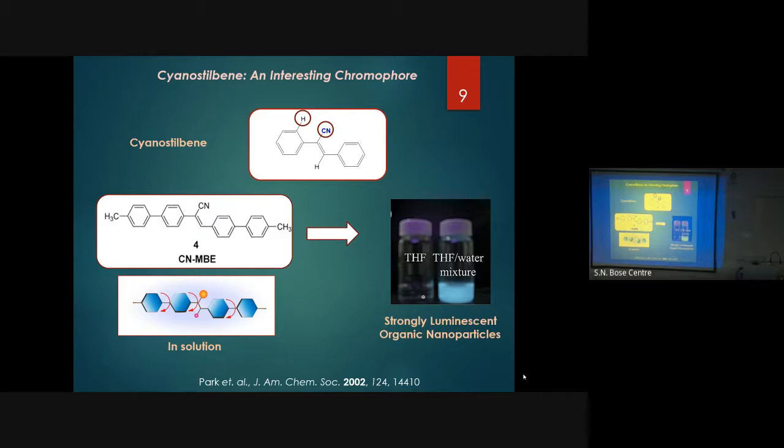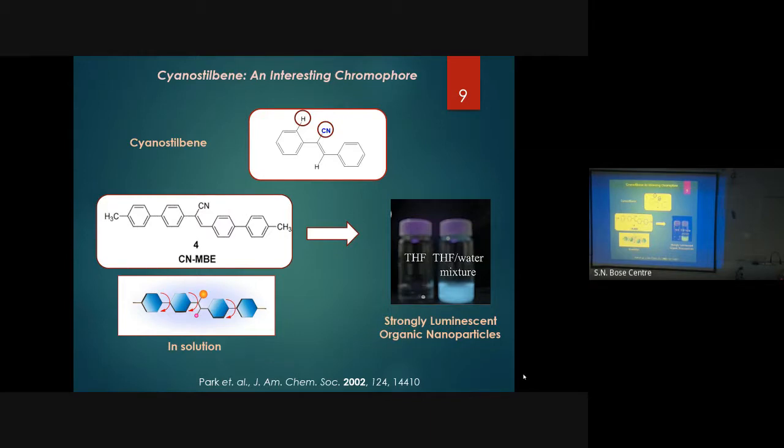If you see the recent literature, many people call this what we call aggregation induced emission. Some people don't like the term, but at least for our purpose, we are happy that the molecules we designed actually showed high emission in the aggregated state.